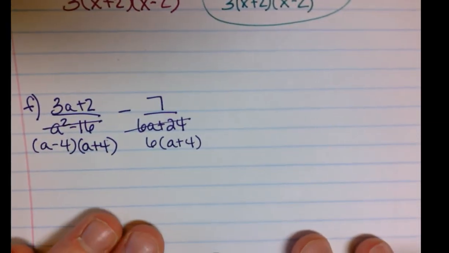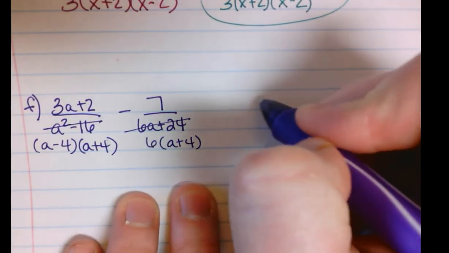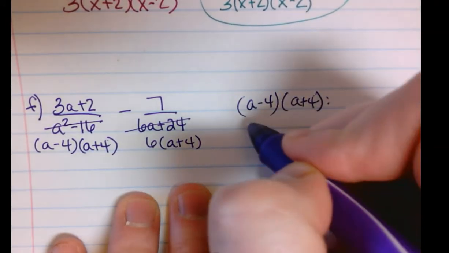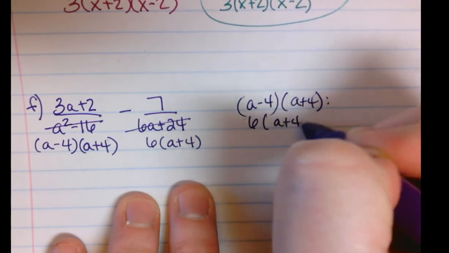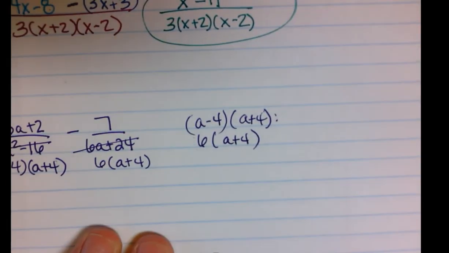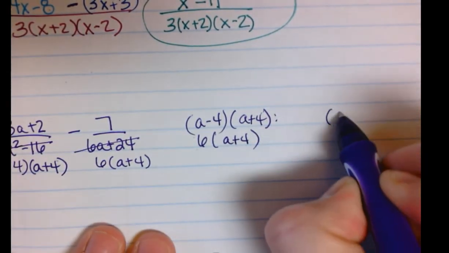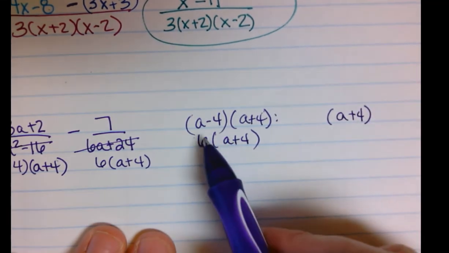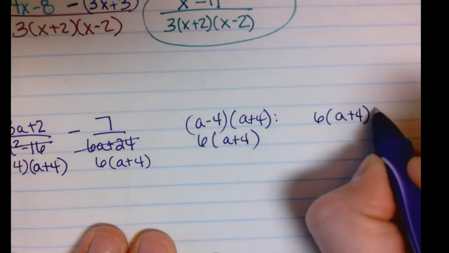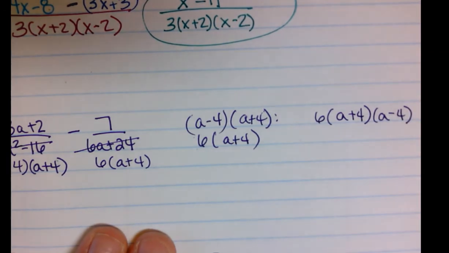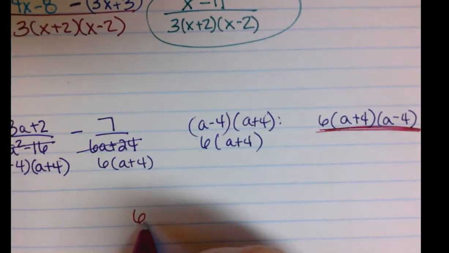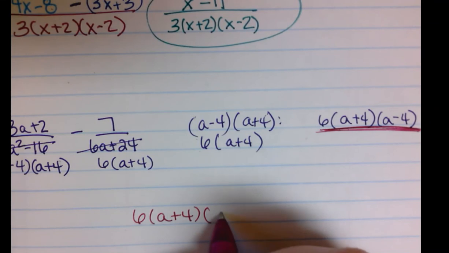So I'm going to write down my two denominators over here to the right. A minus 4, a plus 4. That's my left side. And then I have 6 times a plus 4 on the right side. So what is the same? The same is the a plus 4s. Different, I have a 6, so I'm going to throw that in front. And then I have an a minus 4 being different. I'm going to throw that on the back. It doesn't matter where it gets thrown at. This is my LCM, or my denominator. So I have 6, a plus 4, a minus 4 on the bottom.